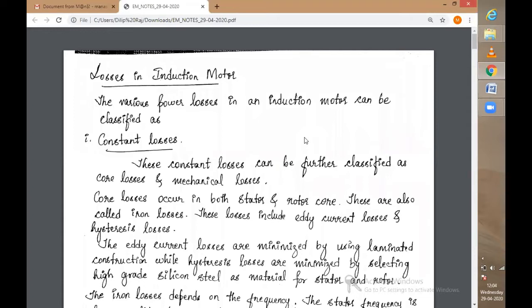Now, when I say core loss, this core loss occurs in both the stator as well as the rotor core, and these are also called iron losses, because the material out of which the stator and rotor cores are made is either iron or an alloy of iron. So core loss, magnetic loss, and iron loss are one and the same. These iron losses are of two types: one is eddy current loss, the other is hysteresis loss.